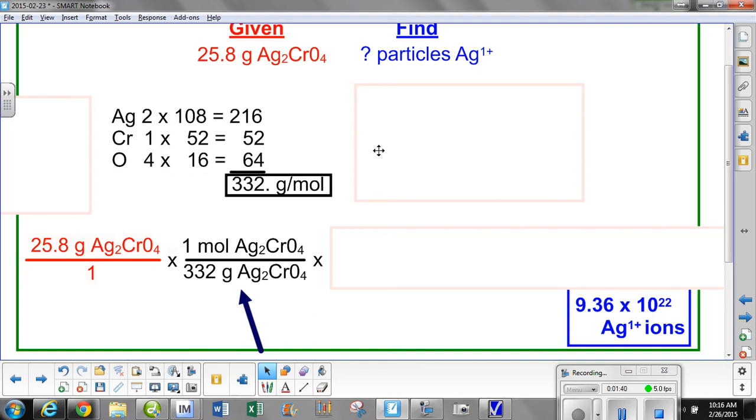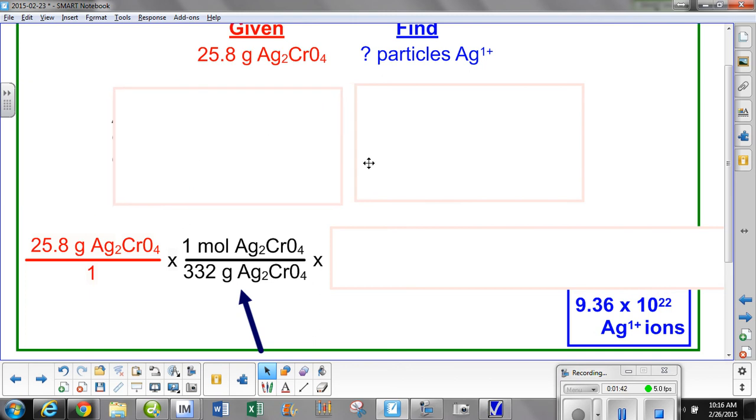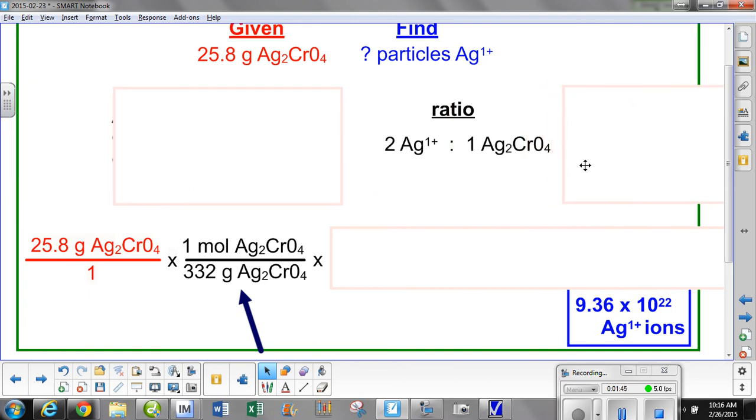But there's going to be this little fly in the ointment, and that is the ratio. And what is the ratio? It's the ratio of silver ions in the molecule. So for every molecule we have 2 silver ions, which is given to us by that subscript. Now, once we have this, we can multiply both sides by mole, and when we do that, we can make this fraction.